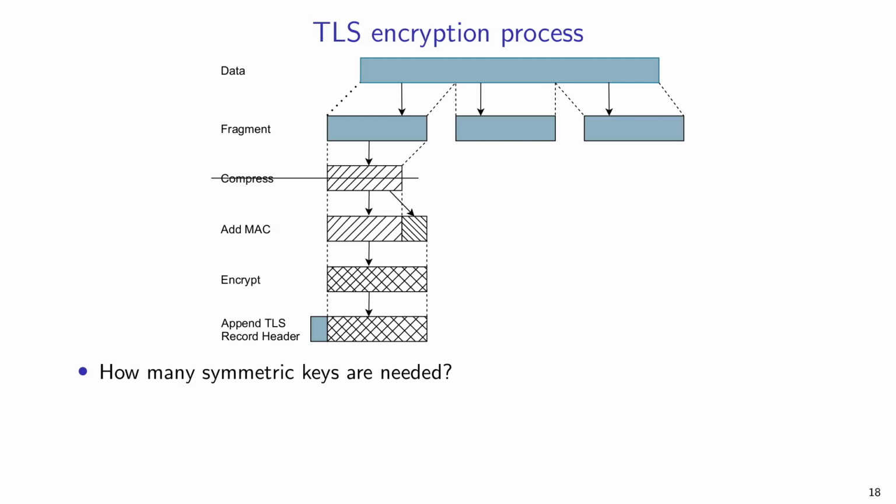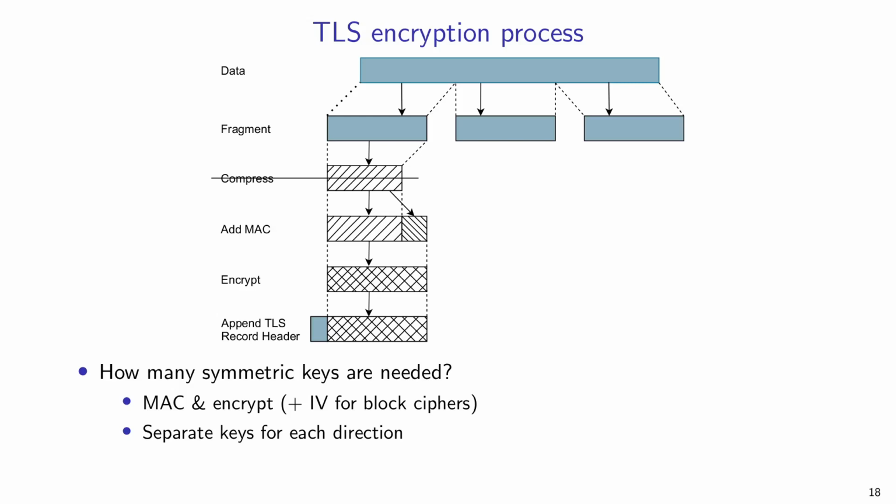Probably we could do that, but the best practice is to use separate keys for different purposes. This also makes proving the security of the protocol easier. So what we need is MAC and encryption keys plus an IV for block ciphers. And we will use separate keys for each direction.